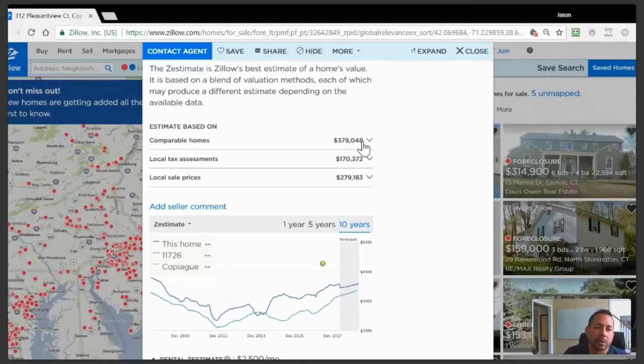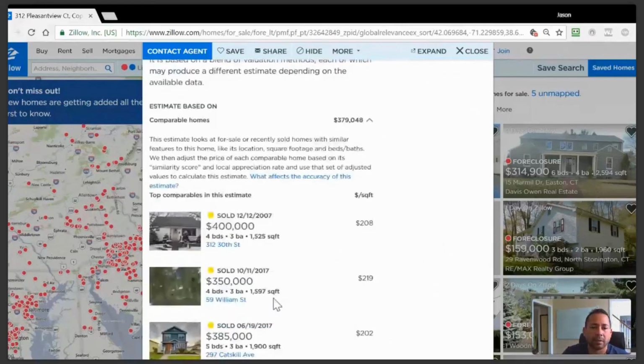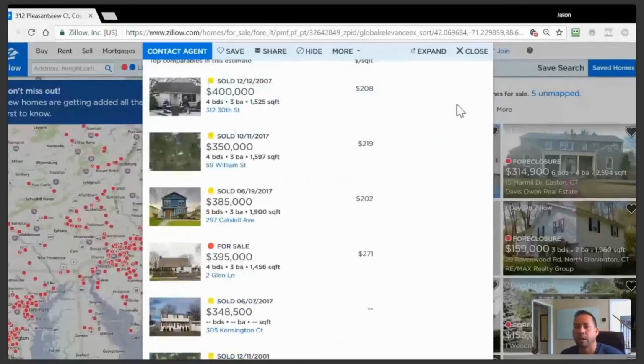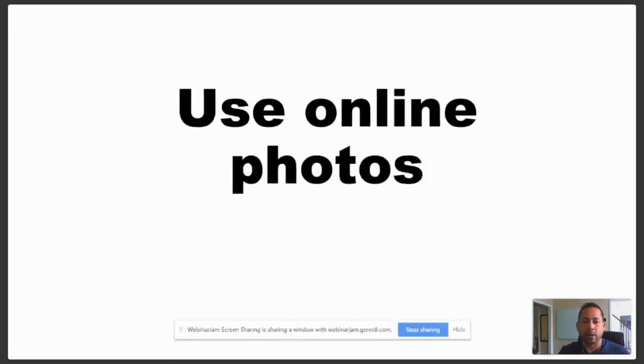Comparable homes. Look, 07, 17, 385. So I would be digging in a lot deeper to check those comps. But I just wanted to show you the pictures and that piece here. This was the part of looking at the photos, my friends, looking at the photos. All right, so that's how we look at the photos.